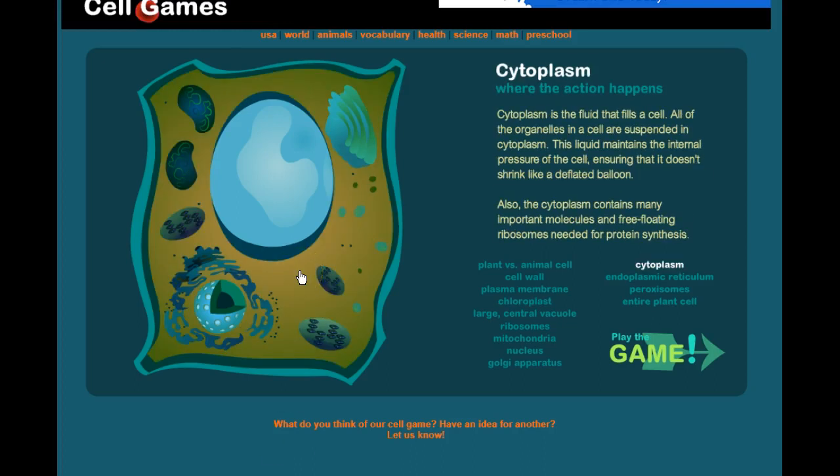The cytoplasm, and this is where everything is, like the fluid in between all the organelles. All the organelles in the cell are suspended in the cytoplasm. The liquid maintains the internal pressure of the cell, ensuring that it doesn't shrink like a deflated balloon. Also, the cytoplasm contains many of the important molecules and free-floating ribosomes needed for protein synthesis.